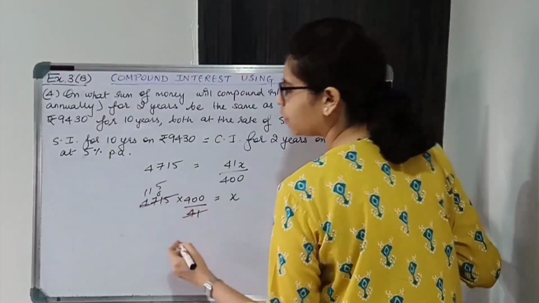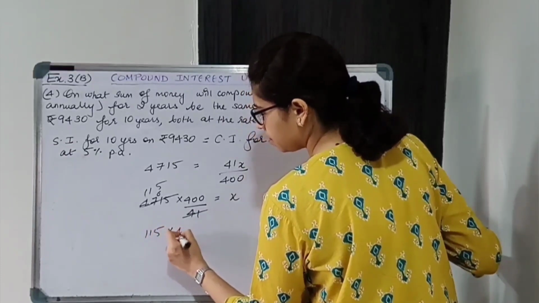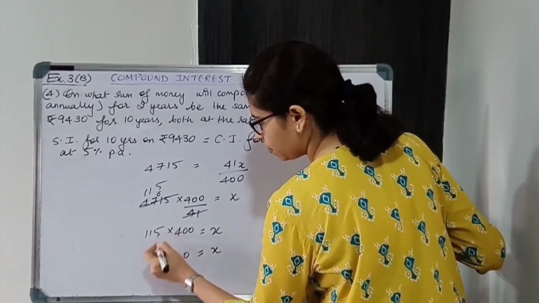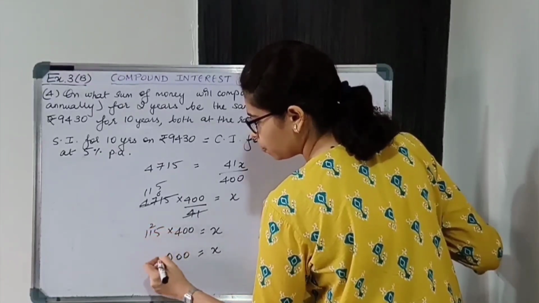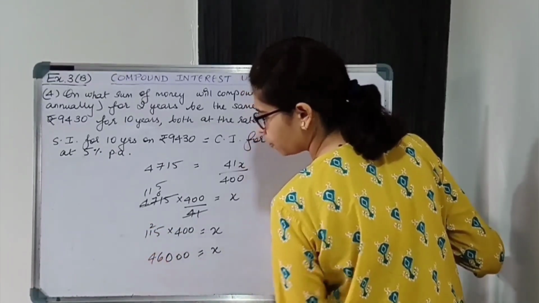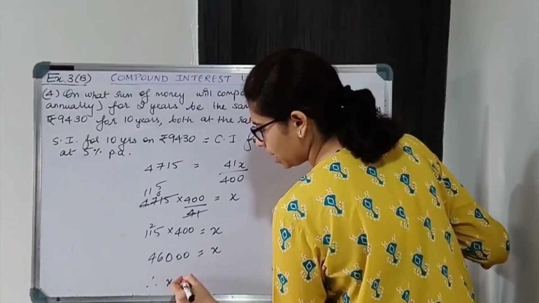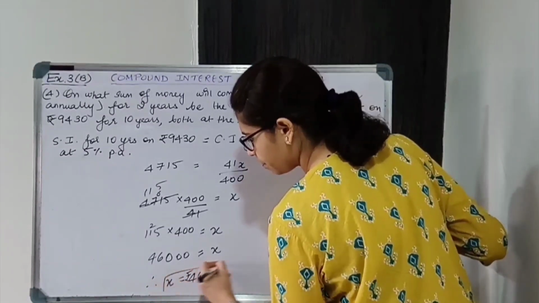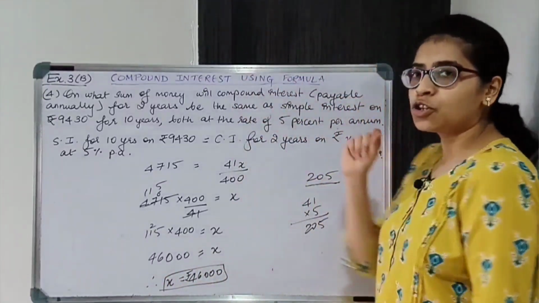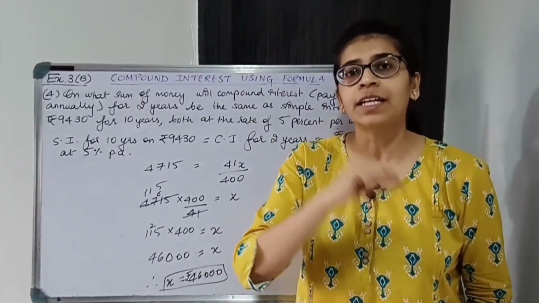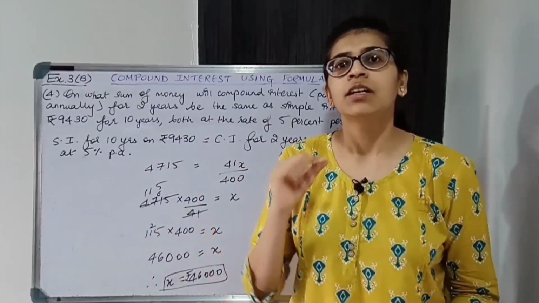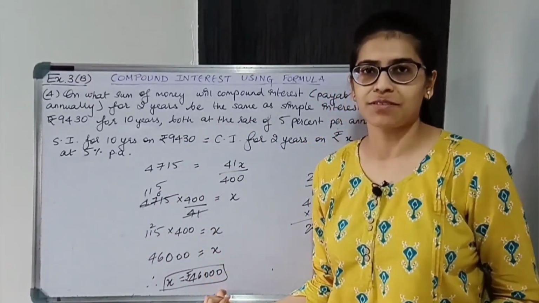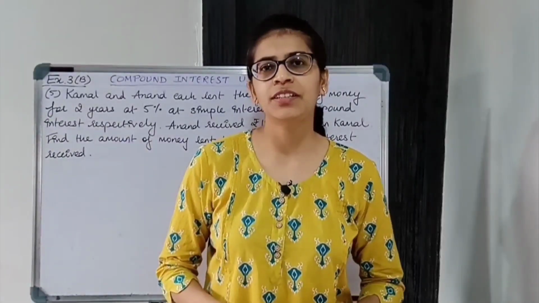So 115 into 400. So we get 4 5s are 20, 4 1s are 4 plus 2 6 and 4 1s are 4. So therefore x is equal to 46,000 rupees. Box the answer. Don't forget the rupee symbol. Write down the final statement. The sum of money is rupees 46,000. Let's read the next question.